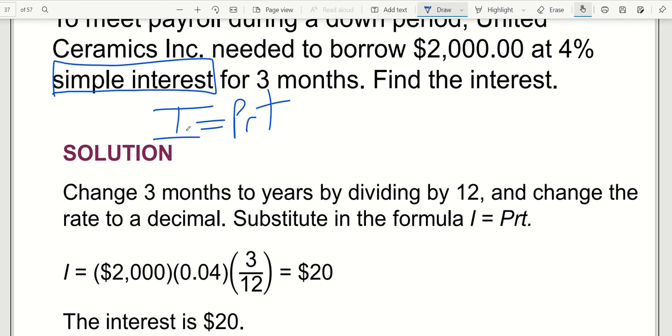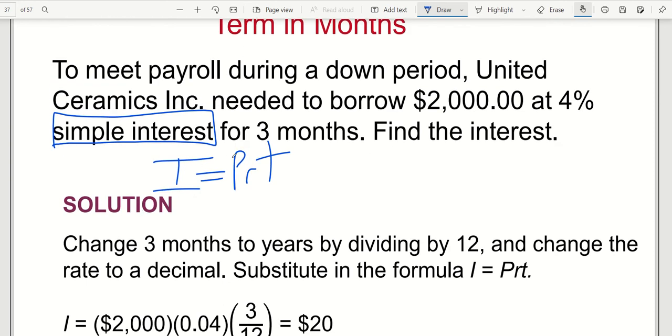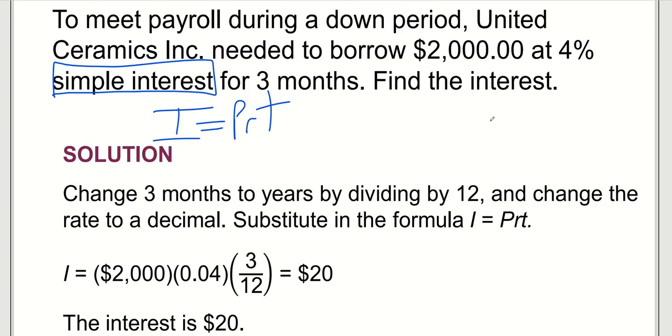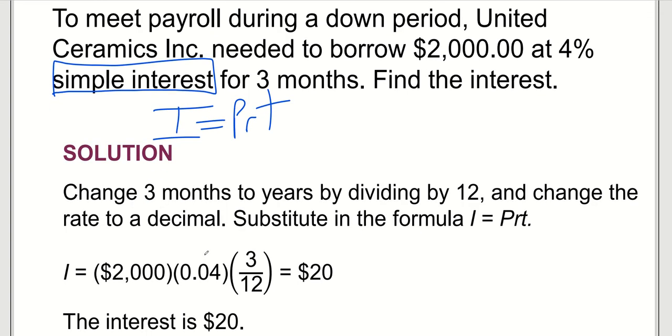And then once we identify that, we want to plug in our variables. But we do have to be a little bit careful here. The principal is obviously $2,000. That's how much we're borrowing. The annual interest rate is that 4%. We know that's going to be 0.04. But remember, time has to be in years. If I just plug in this number 3 into the problem, that would indicate that they were borrowing the money for 3 years, when in fact they're only borrowing it for 3 months. So we have to convert this from months to years.